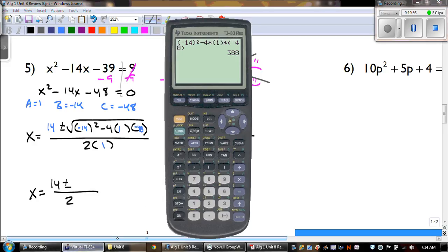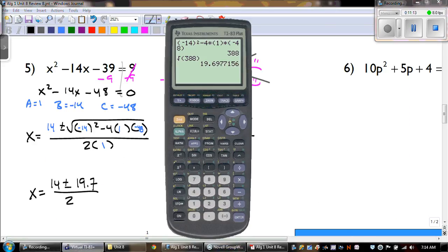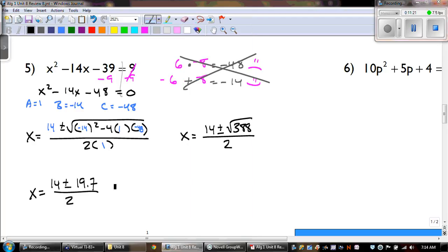I need to figure out what the square root of 388 is. So square root of 388. 19.7. Okay. Remember, we have to round it to 2 decimals. Oh. And when we round it to 2 decimals, we'd round that 9 to a 10. So that's why the 6 changes to a 7. Okay. And just like before, we have 2 answers. We've got the 14 minus 19.7 divided by 2, and the 14 plus 19.7 divided by 2.